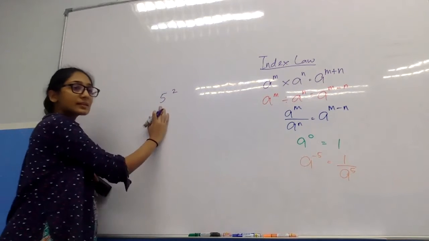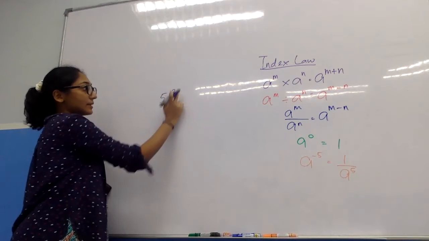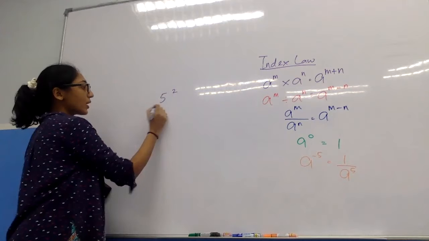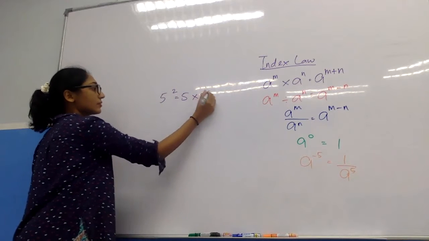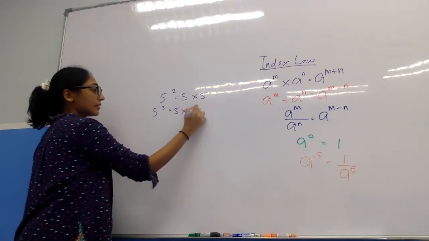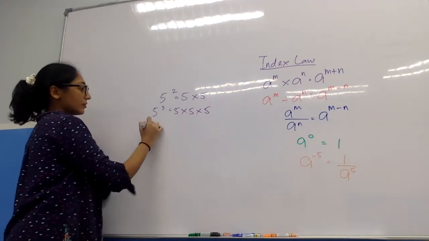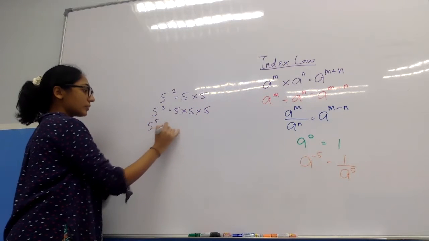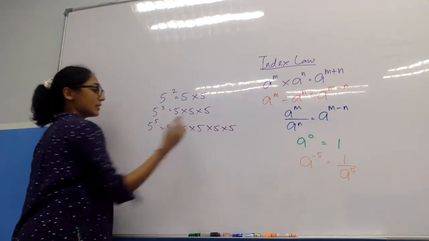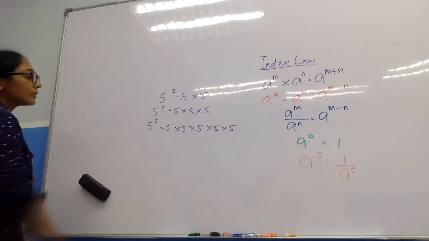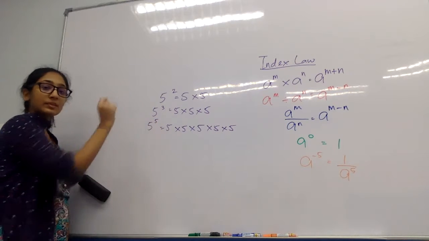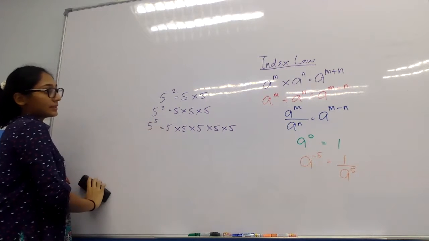this is a base number, and this is an index number. The number at the top is an index number. So for example, 5 squared is 5 times 5. 5 cubed is 5 times 5 times 5. 5 to the power of 5 will be 5 times 5 times 5 times 5 times 5, and so on. So these are index numbers, the powered numbers, the small numbers at the top of the base numbers.